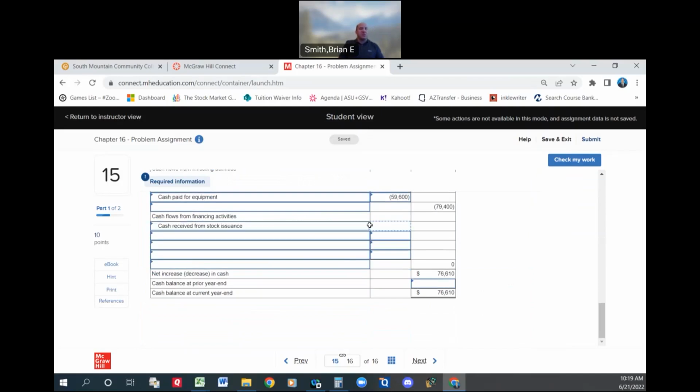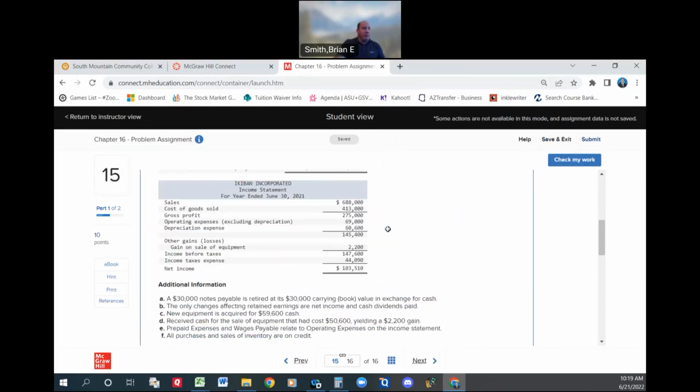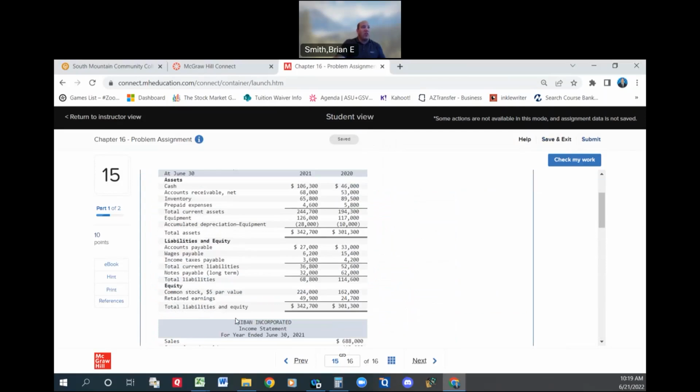Cash received from the issuance of common stock. I already forgot the number. 62,000. All right, and now we have to evaluate our retained earnings account.